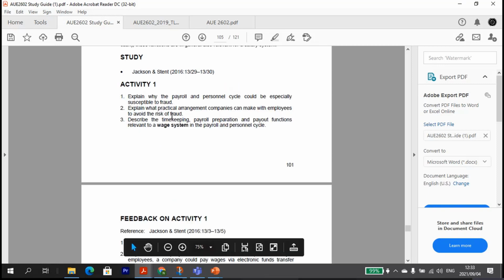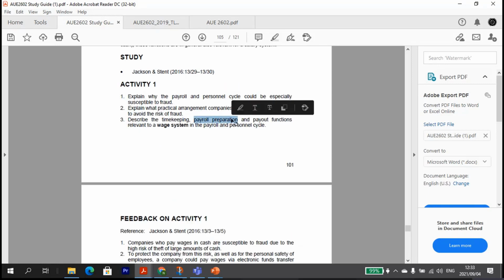Okay. Describe the timekeeping, payroll preparation, and payout functions. And remember, describe means identify and explain. So identify and explain the timekeeping, payroll preparation, and payout functions relevant to a wage system. So what are those? Identify and explain to us the relevant functions that are within a wage system. Identify and explain to us what timekeeping within a wage system involves or entails.